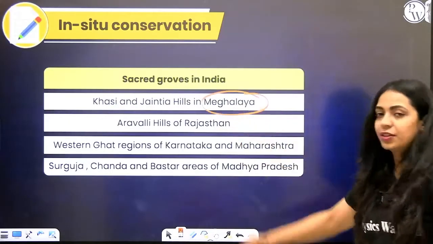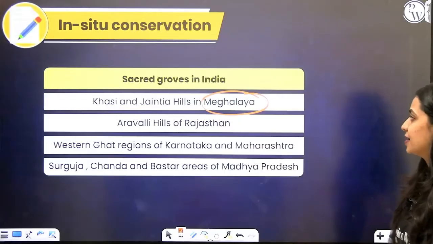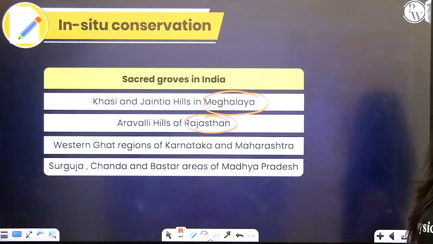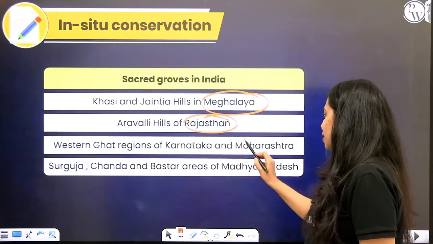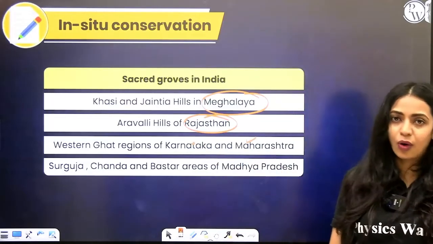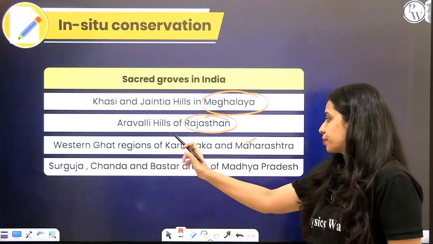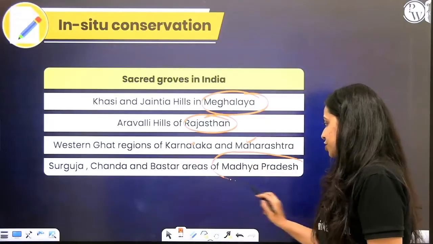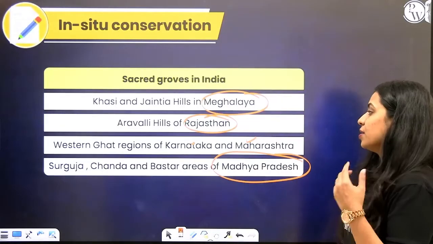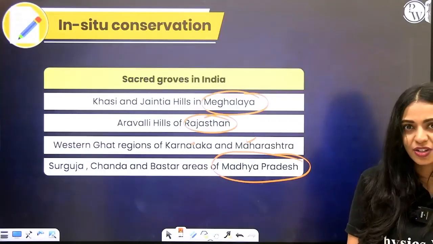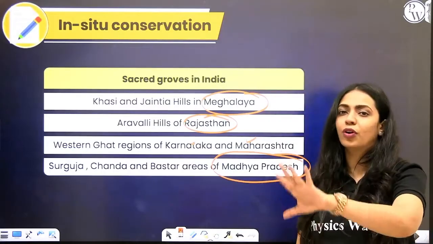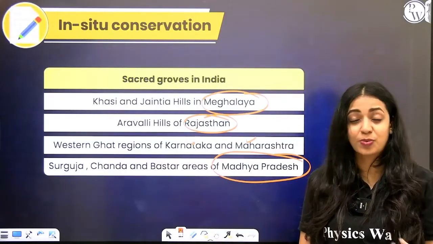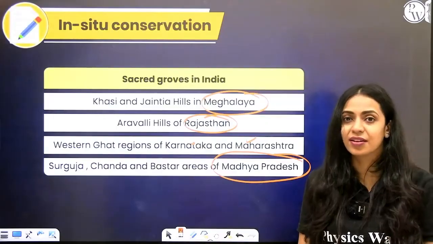In Meghalaya, in the northeastern part of India, we have the Khasi and Jaintia hills. In Rajasthan, we have the Aravalli hills. The Western Ghats run through Karnataka, Kerala, Maharashtra, Goa, all of those regions. There also we have sacred groves. And in many areas of Madhya Pradesh, like Sarguja, Chanda and Bastar, there are specific tracts of forest that are considered sacred groves, which people worship and have a lot of respect for, so they are conserved in that way.